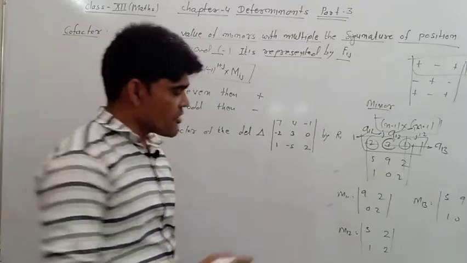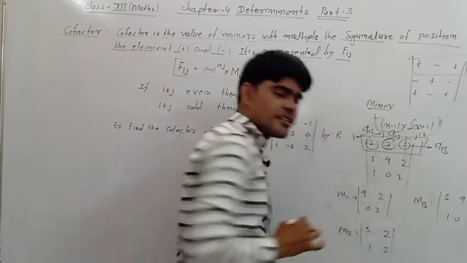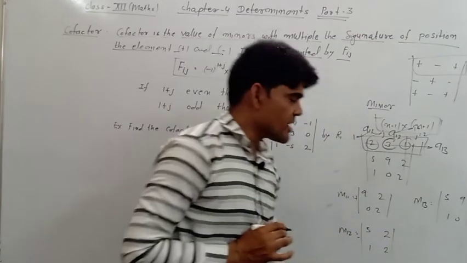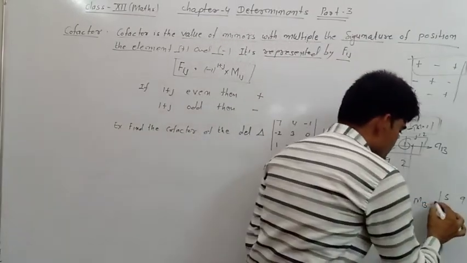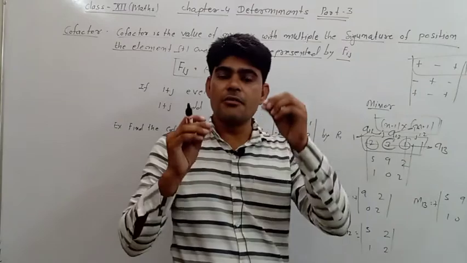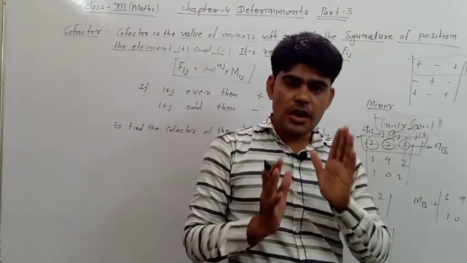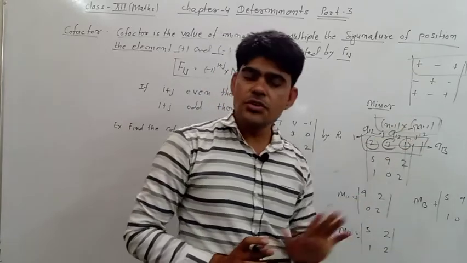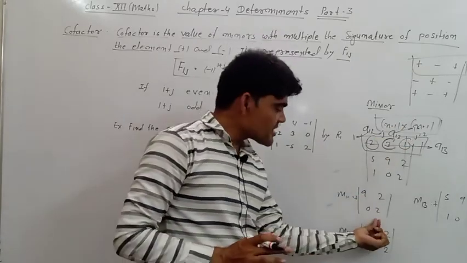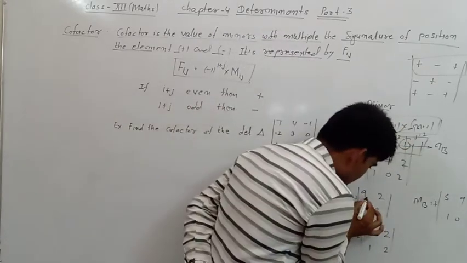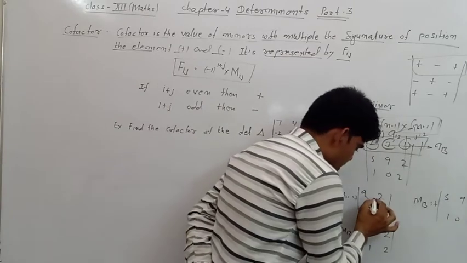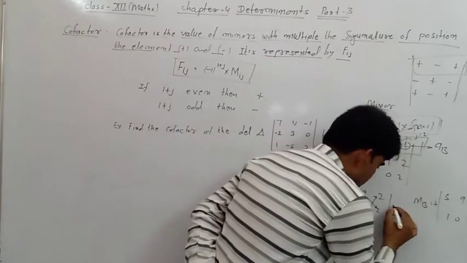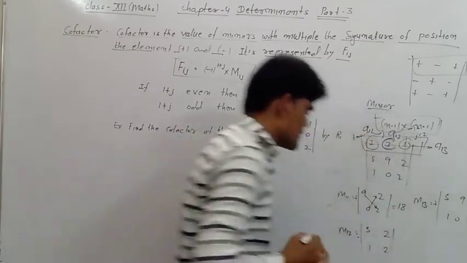So M11 takes plus, M12 takes minus, and M13 takes plus. Don't multiply by the value of the element, we only multiply by the negative or positive sign. And expand the determinant. 9 times 2 is 18 and 0 times 2 is 0. Then we get 18. This is the cofactor of M11.